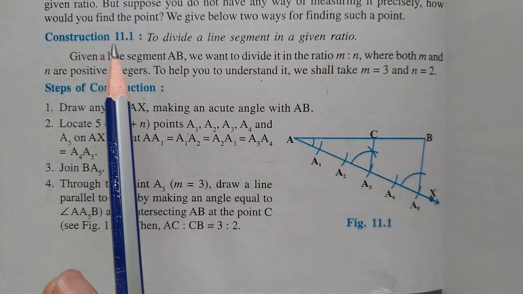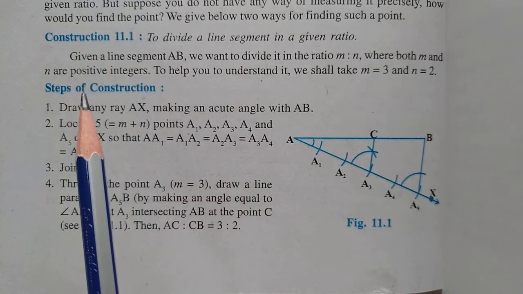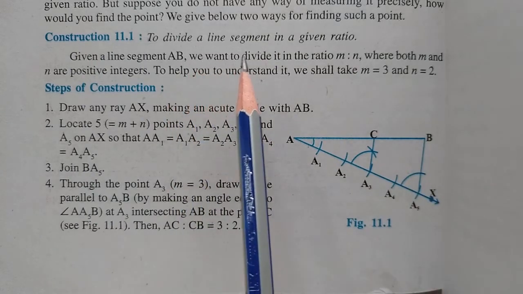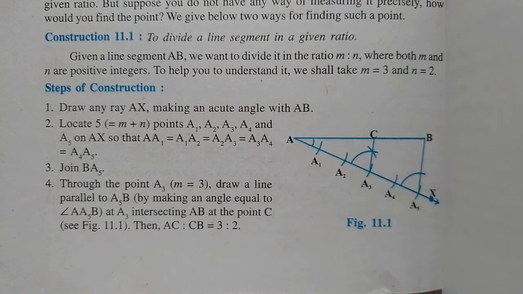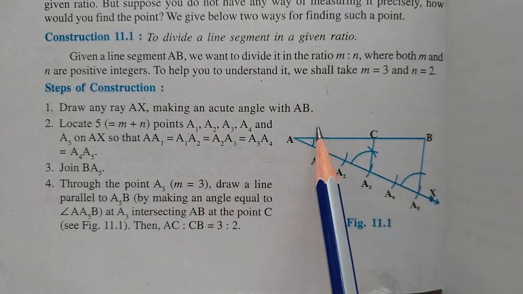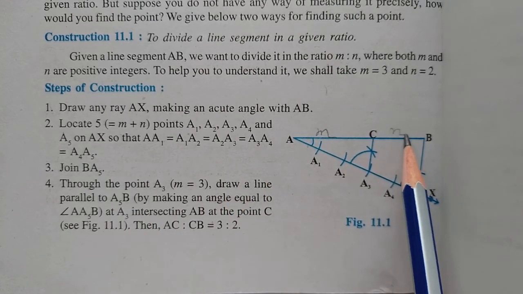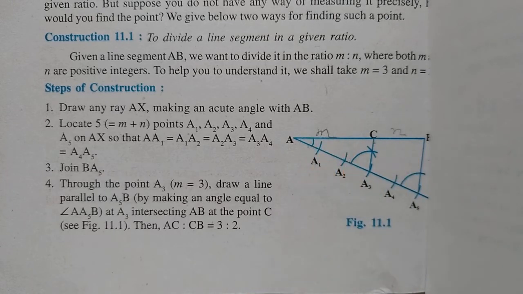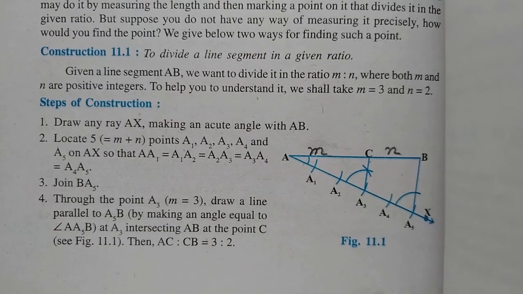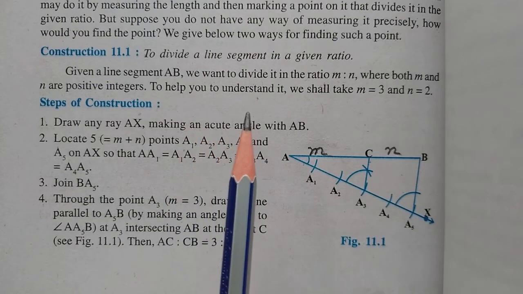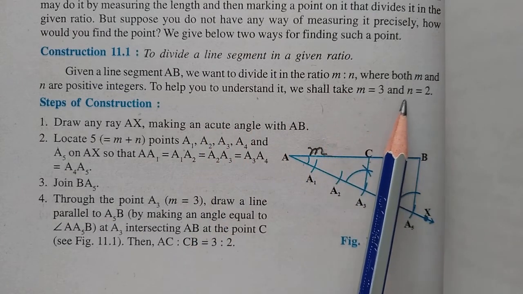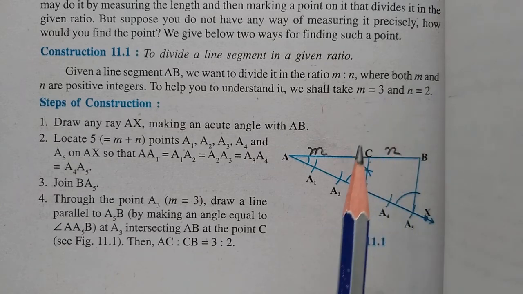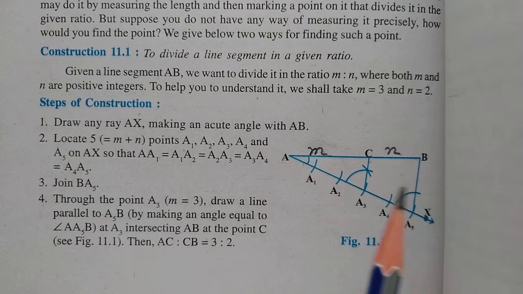This is the first construction, children. Now children, AB is a given line segment. We want to divide it in the ratio M is to N, children. So now children, this is M and this is N. Means AC is M, CB is N. Now children, let us take M equal to 3, N equal to 2. Means the ratio is 3:2. In that ratio, we want to divide the line segment AB.